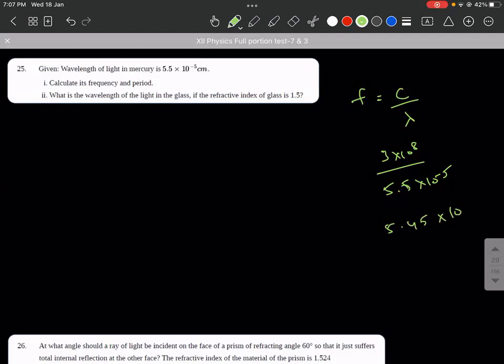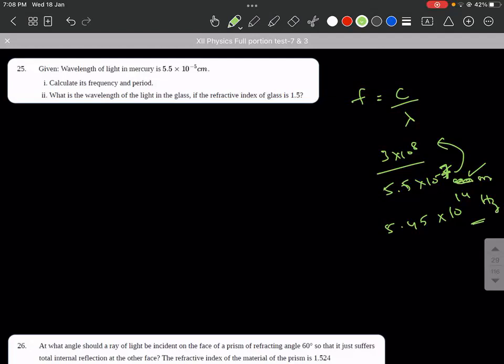It should be 14, minus 10 power 4. Is this what you got? I got that, sir. It should be 5.5 into 10 power minus 7, sir. No, sir, it's centimeters. So it will become meter. Oh, this one you are saying. Yes, sir. This one will become 10 power minus 7 meter.